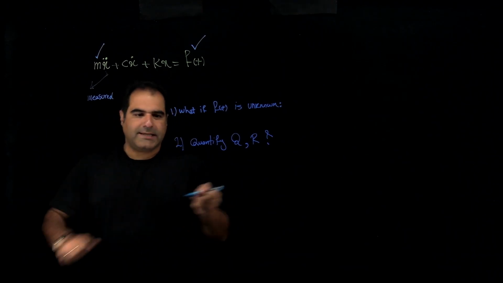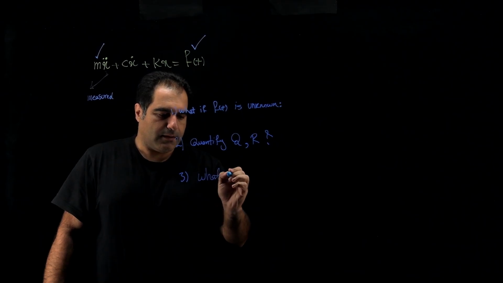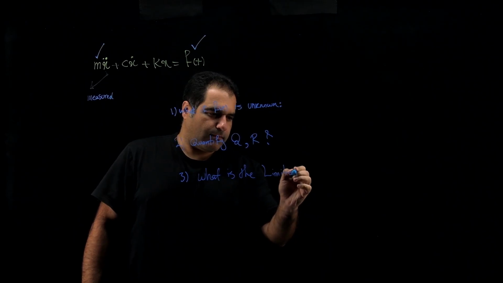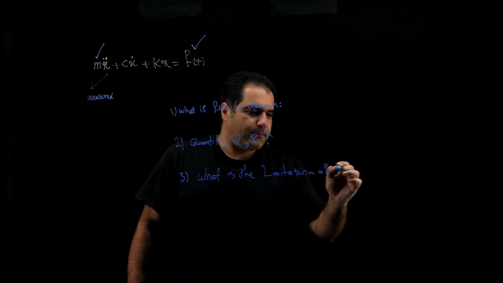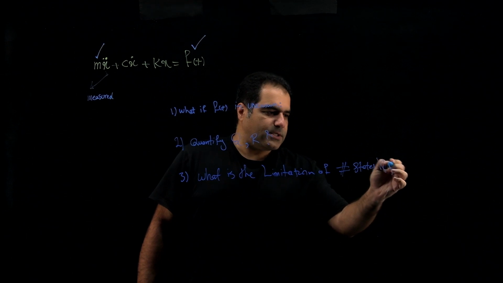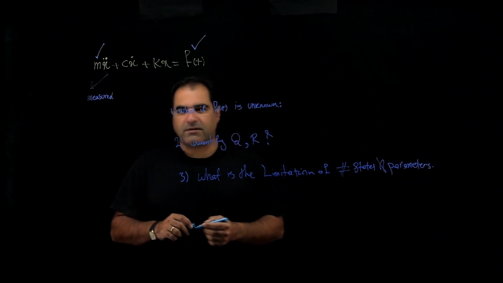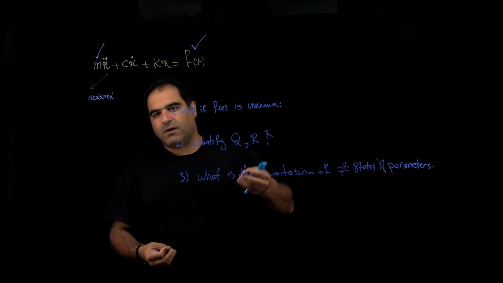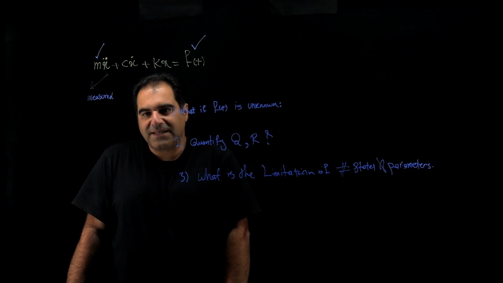And the third question I'm going to ask here: what is the limitation of the number of states and parameters we can identify using an unscented Kalman filter? For example, we solved the problem for a 3-degree of freedom system. What if we have a 10-degree of freedom system, 20-degree of freedom system, 50-degree of freedom system?